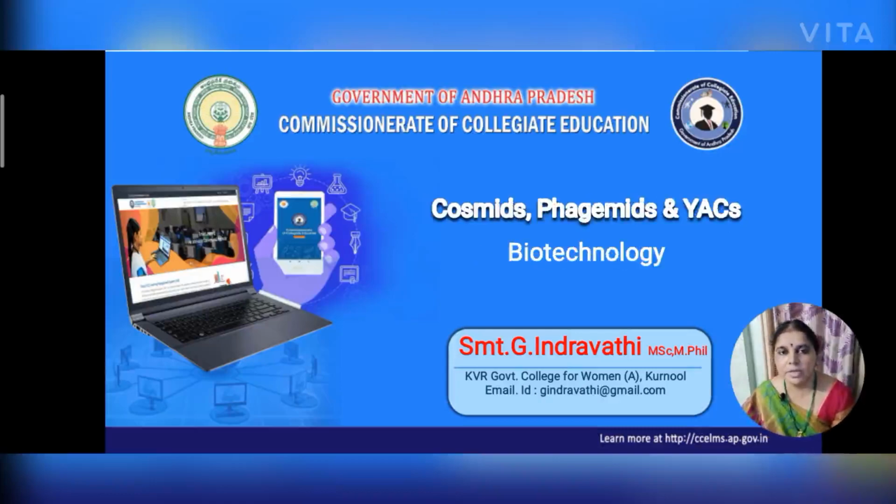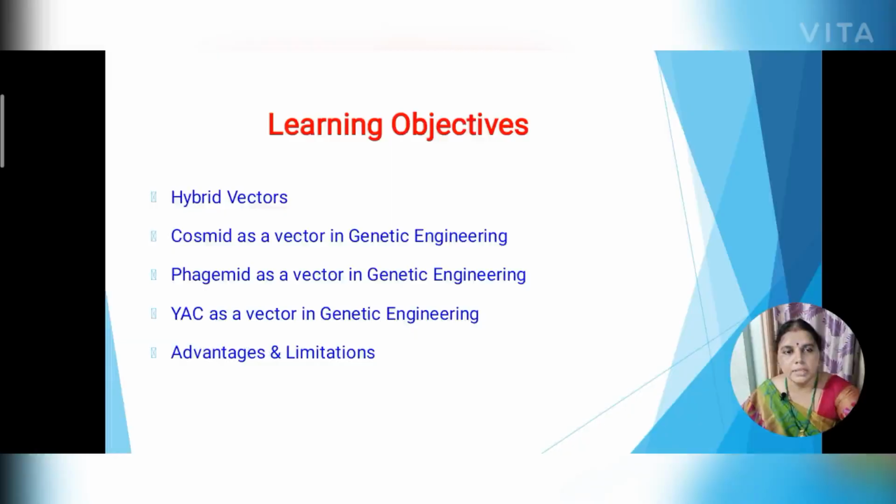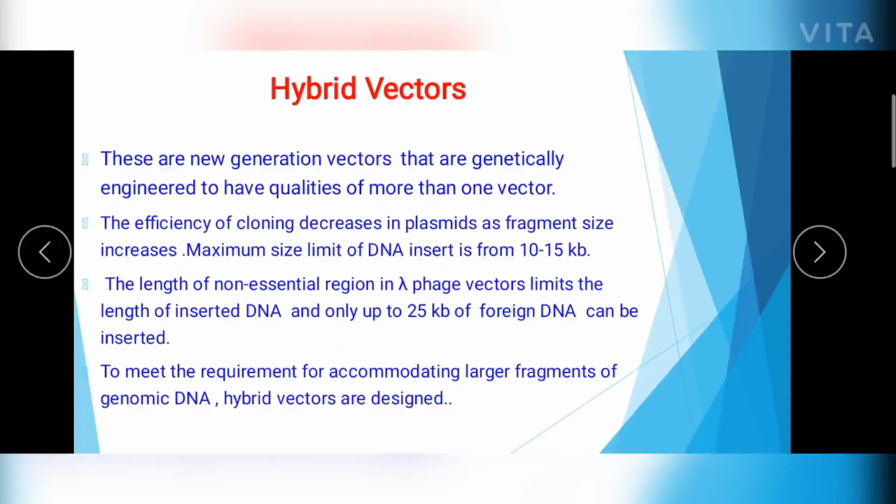Dear learners, today we will be talking about hybrid vectors, that is Cosmids, Phagemids and YACs. And in this session, you will be knowing the following things. What are hybrid vectors? How Cosmid is used as a vector in gene cloning experiment, about the Phagemid vector, YAC vector, that is yeast artificial chromosome vector, and the advantages and limitations of these hybrid vectors. Dear learners, let's study about the hybrid vectors in detail.